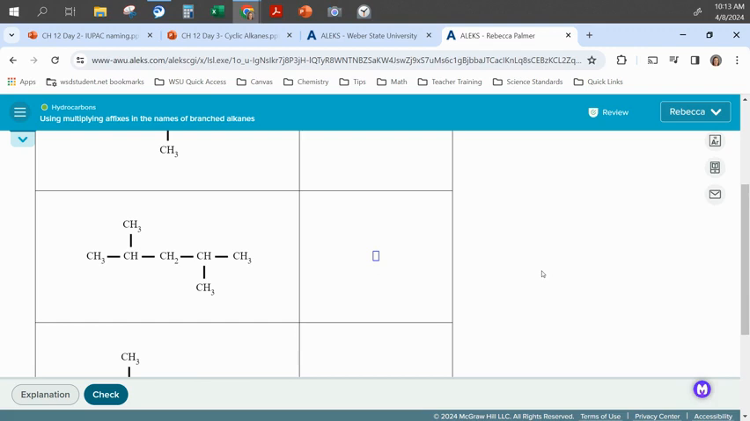So this one also, no matter which direction I count it, if I count it this way or this way, it's going to be the same. So this is 1, 2, 3, 4, 5. If you're not convinced, if I count this way, 1, 2, it'll be the same. Okay, so at the 2 position, I have a methyl. So this is 2-methyl. This one is 4-methyl. The parent chain is pentane.